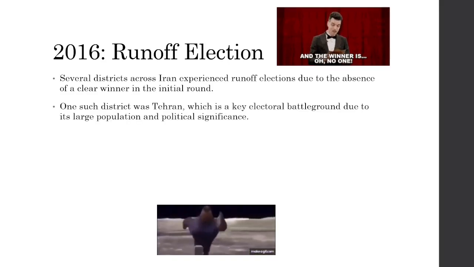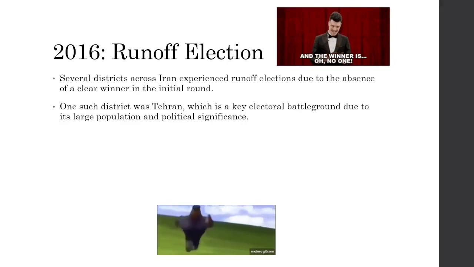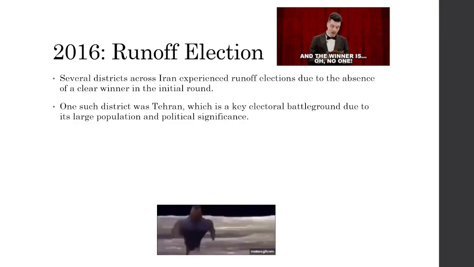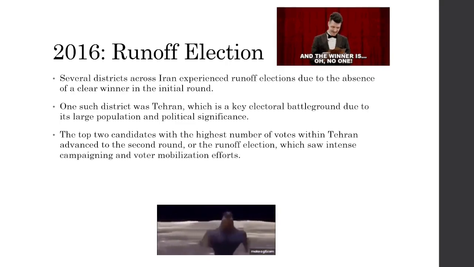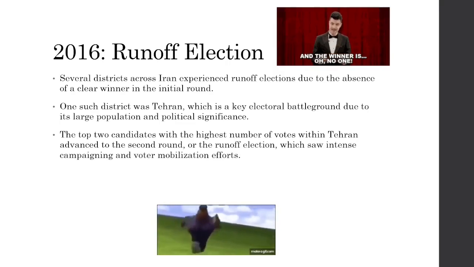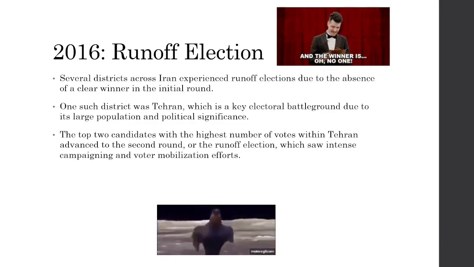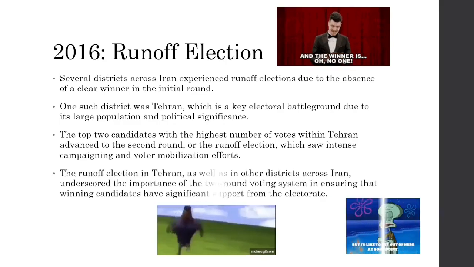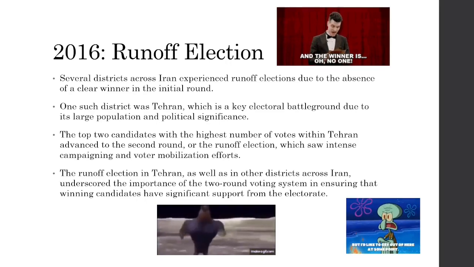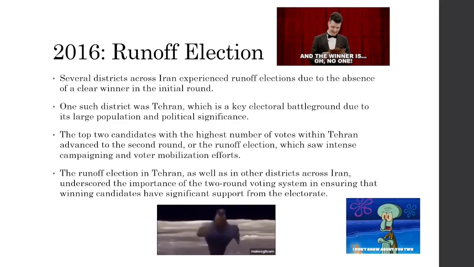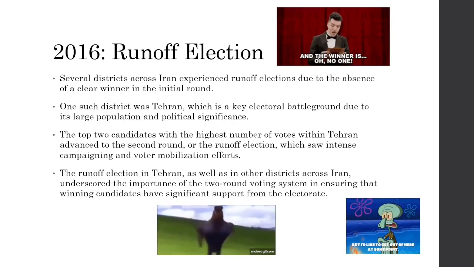One such district was the big city of Tehran, which is a key electoral battleground due to its huge population. It's very urban, very dense, and has a huge political significance. The top 2 candidates with the highest number of votes advanced to the second round, as I said they would, and this was known as a runoff election, and they saw intense campaigning. It was pretty much a 1v1, and they used voter mobilization efforts as well. The runoff election in Tehran, as well as in other districts across the country, underscored the importance of a 2-round voting system and ensuring that winning candidates have significant support from the electorate.